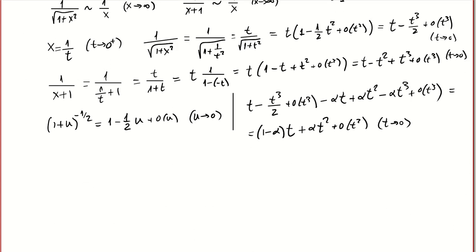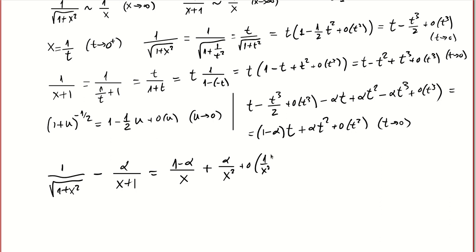Okay, in terms of the original x variable, this would mean that 1 over the square root of 1 plus x squared minus alpha over x plus 1 is just 1 minus alpha divided by x, because t is 1 over x, plus alpha divided by x squared plus o(1 over x squared) when x goes to infinity.